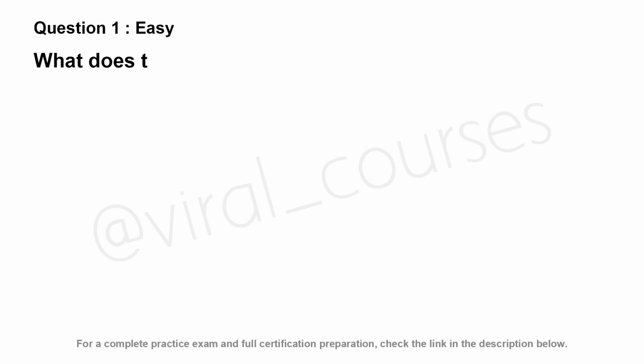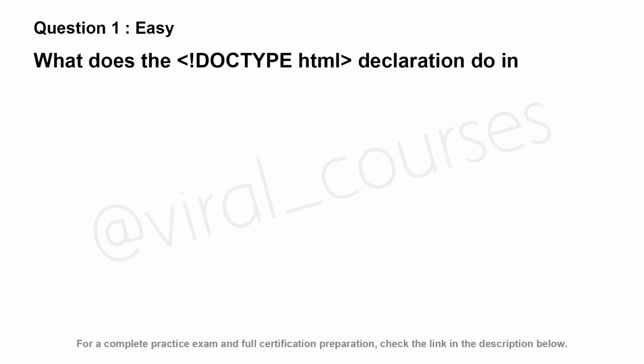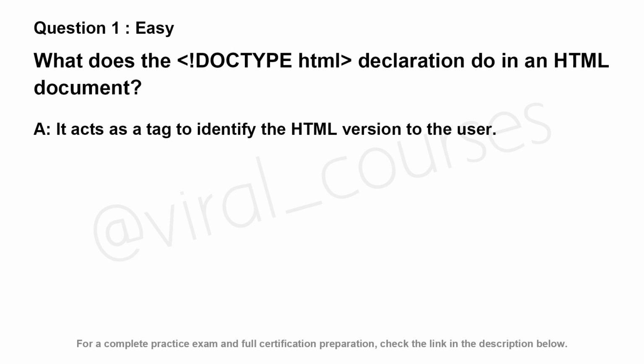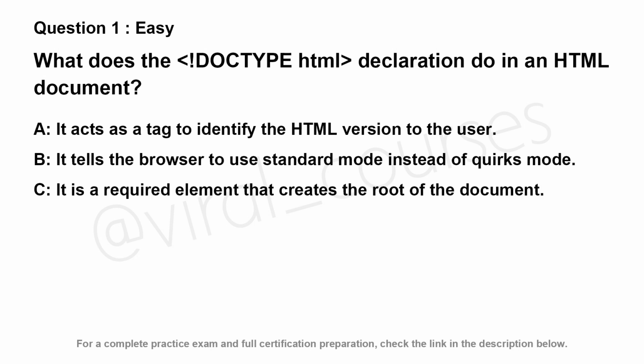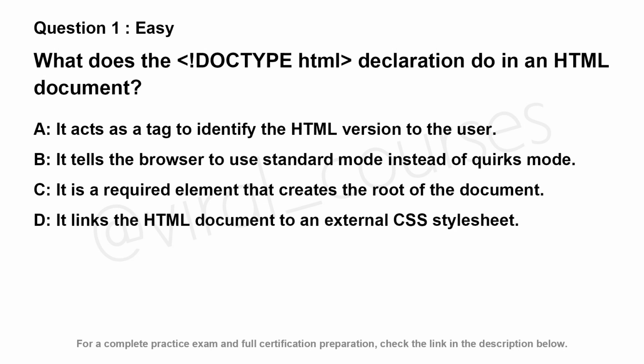What does the <!DOCTYPE html> declaration do in an HTML document? Option A. It acts as a tag to identify the HTML version to the user. Option B. It tells the browser to use standard mode instead of quirks mode. Option C. It is a required element that creates the root of the document. Option D. It links the HTML document to an external CSS stylesheet.